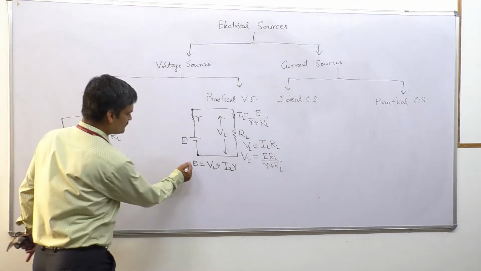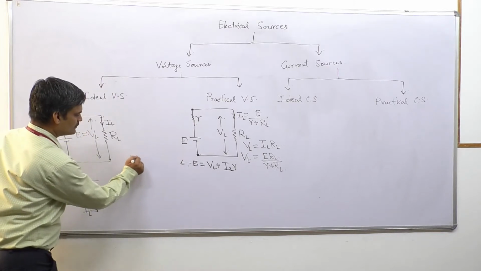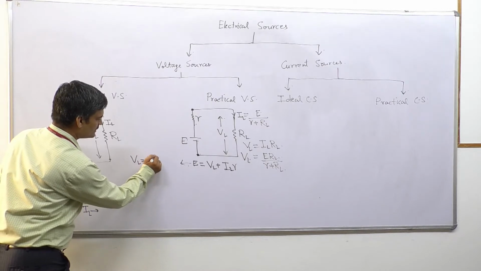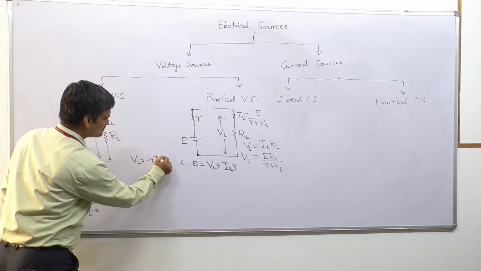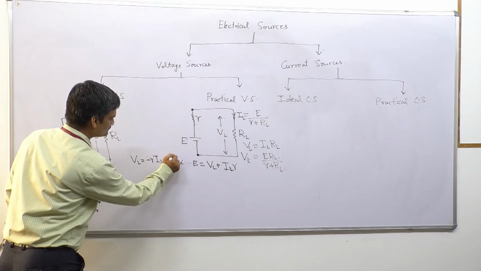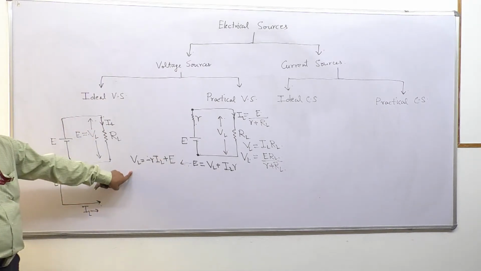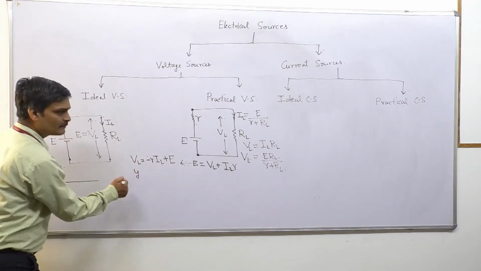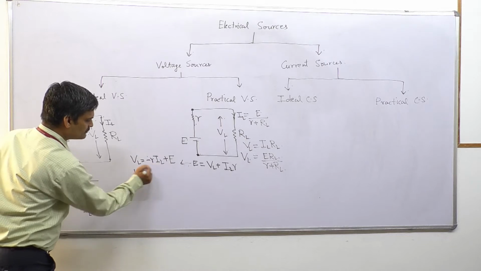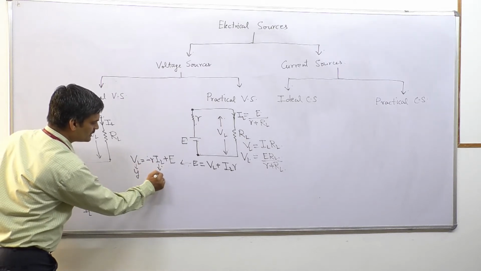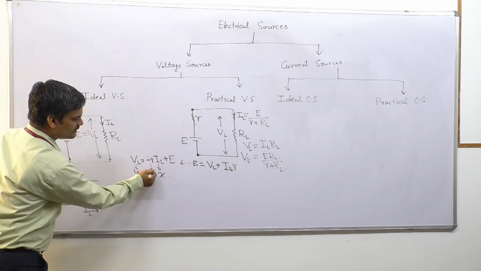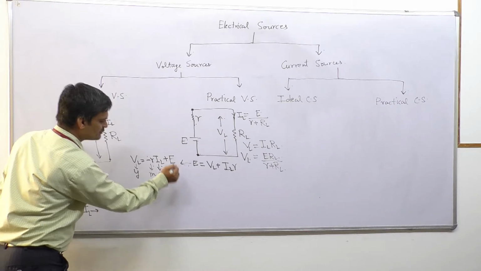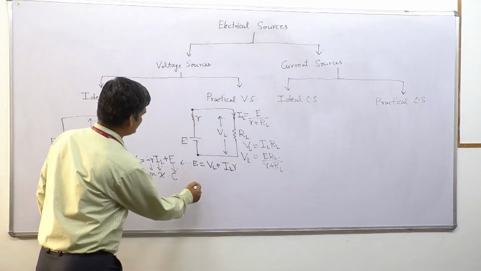So we can write this equation as VL is equal to minus R IL plus E. So this we can compare with the equation of a straight line, on which this term is compared with the y, this term is compared with the x, this term is compared with the slope m, this term is compared with the y-intercept c. So now we can draw the characteristics.